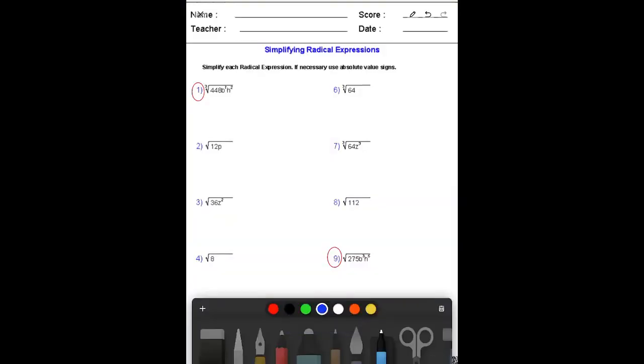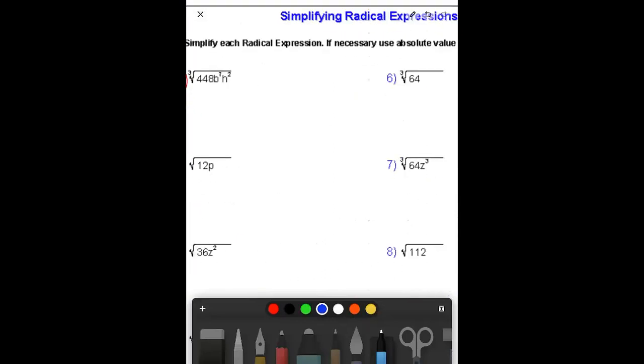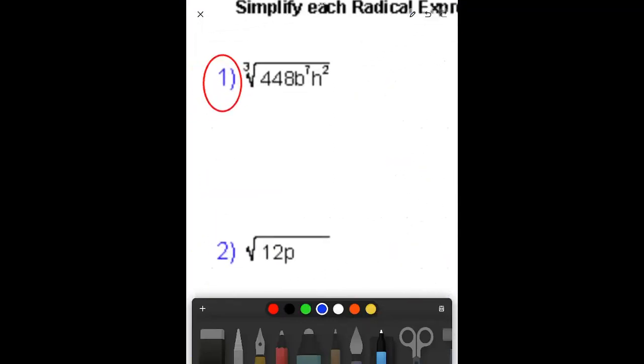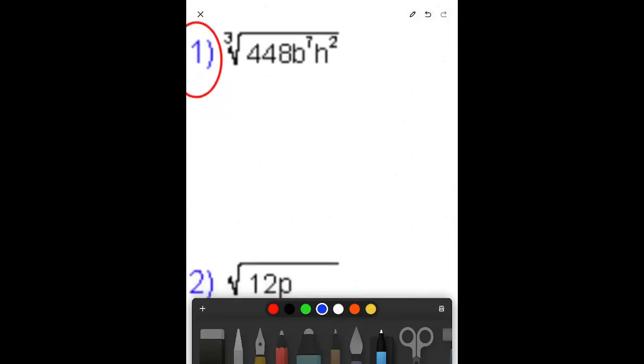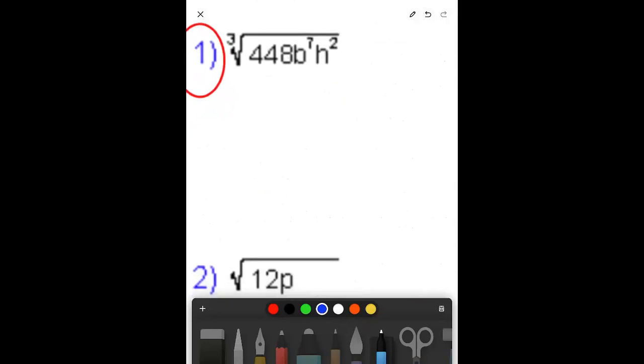So let me jump over to this other one, and I'm going to start with this one. And let me make sure it's clear what we're doing here. This is the cube root, so that's a 3, and it's the cube root of 448, b to the 7th power, h to the 2nd power. So now all I have to do is get the prime factorization of 448. So I'm going to write that 448, and I need to prime factor it.